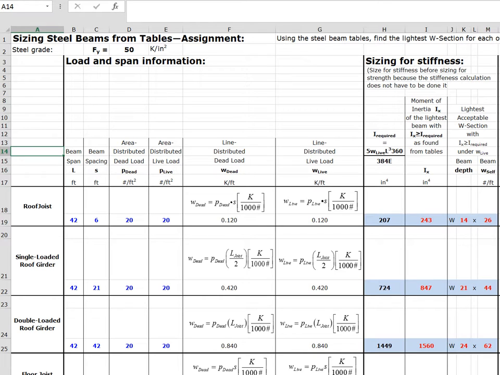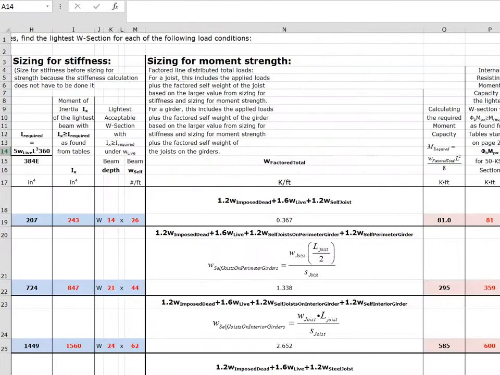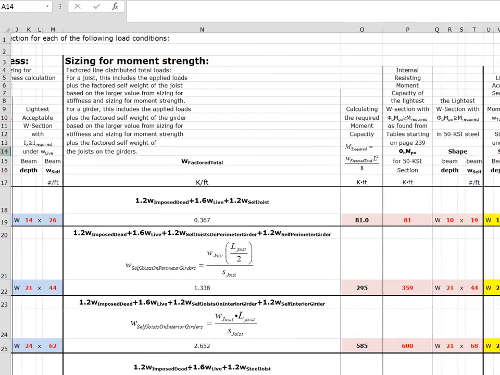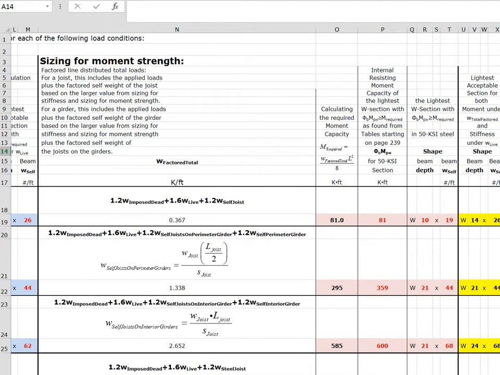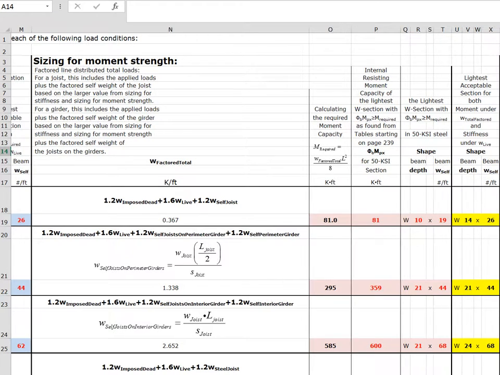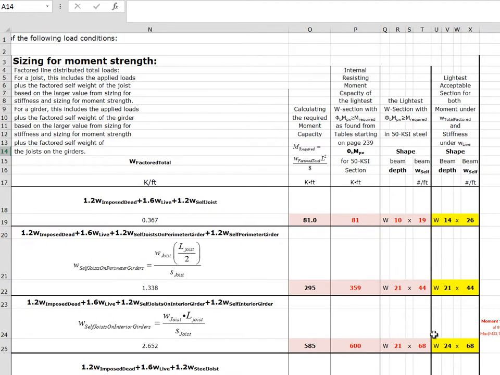And eventually we're going to scroll to the right and you're going to see that there's a section for sizing for moment strength. And we will get to that eventually, but keep in mind that we are sizing first for stiffness. Because it's a non-iterative process, we do it once and it's done.